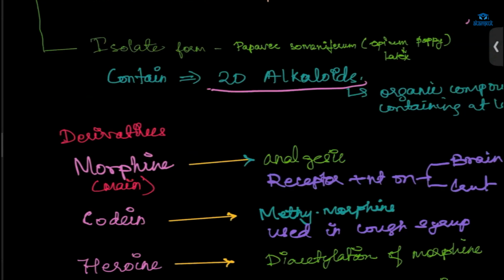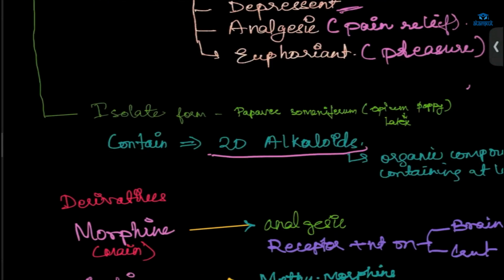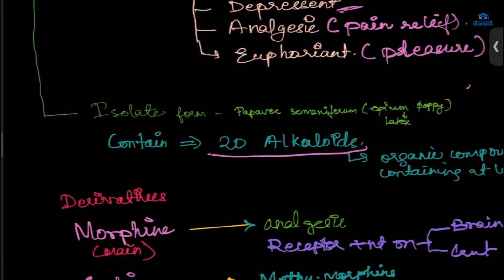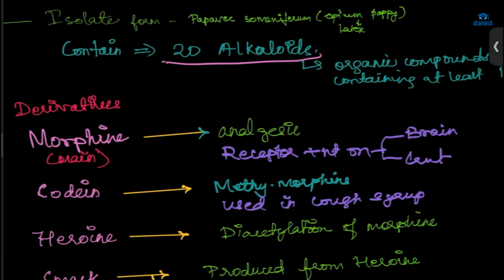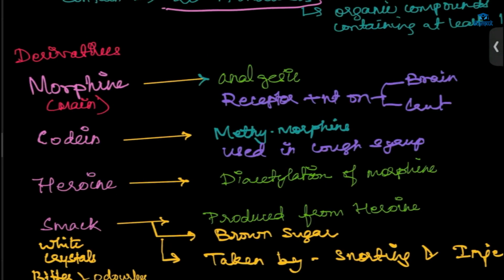Pain relief. It relieves pain, so it is a painkiller. So morphine is a painkiller. The receptors are present in the brain and gut. Next we have codeine. If we add a methyl group to morphine, it will become codeine.